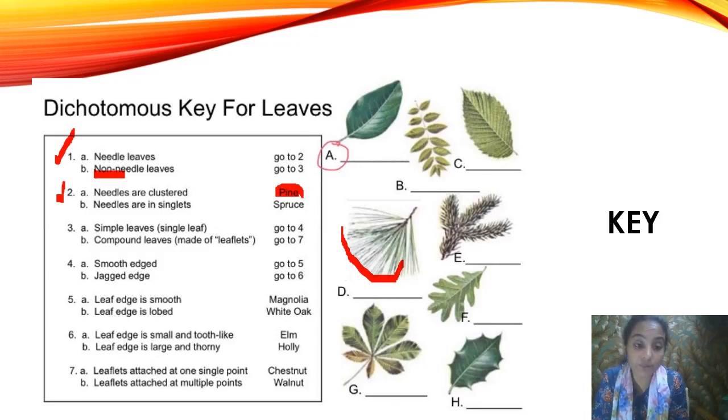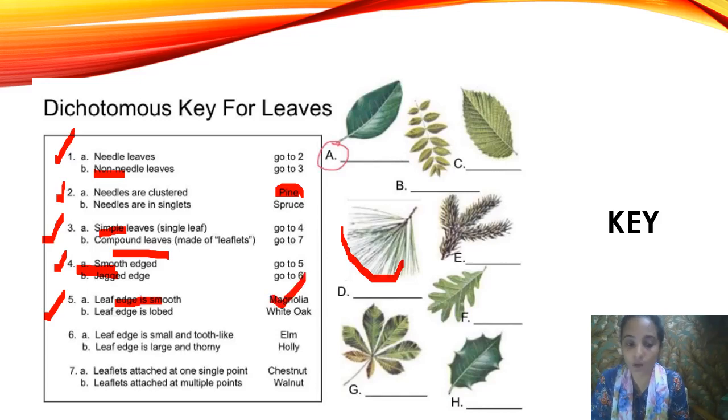And if I have opted for the next one, non-needle leaves, I have to go to 3. Go to set 3, and there I have two options: simple leaves or compound leaves. And if it is a simple leaf, again I have to go to 4. In 4 there are two options again, smooth edge or jagged edge. If I select smooth edge, I have to go to 5. In 5 there are two options, leaf edge is smooth or leaf edge is lobed. And if the leaf edge is smooth, then I have to go to the magnolia.